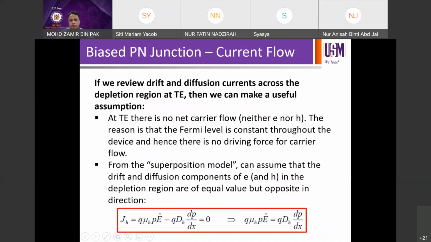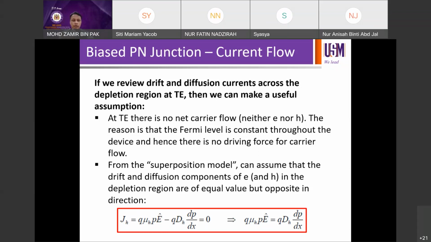So let's review a few things before you get to the equation. If you review drift and diffusion current across the depletion region at thermal equilibrium, then we can make a few useful assumptions. At thermal equilibrium, there's no net carrier flow, neither electrons nor holes. The reason is that the Fermi level is constant throughout the device, and hence there is no driving force for carriers to flow. So we've discussed that at thermal equilibrium, we have only a single EF, and therefore there's no driving force for carriers to flow across the junction.